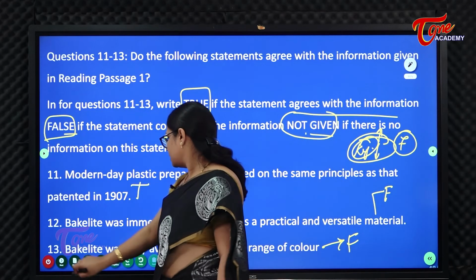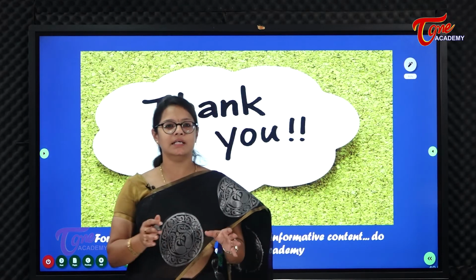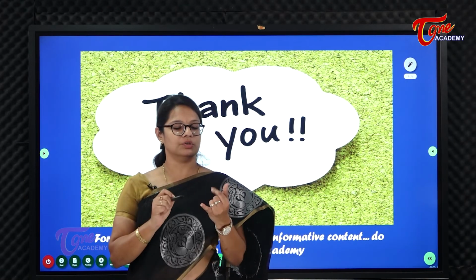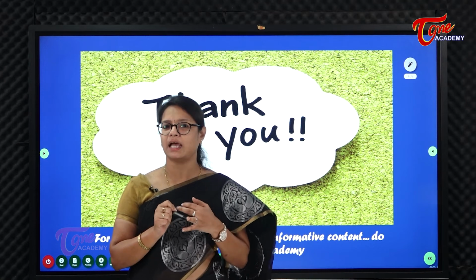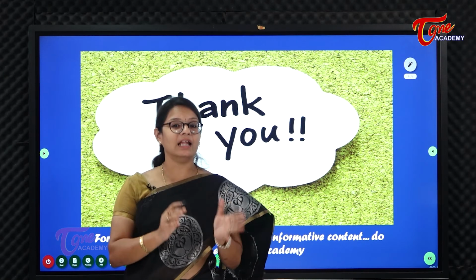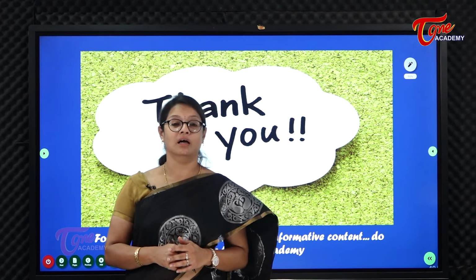So my dear aspirants, I think that makes the reading section become very easy. You've understood how to use the techniques of skimming and scanning, identifying the keywords, and then trying and locating your answer.